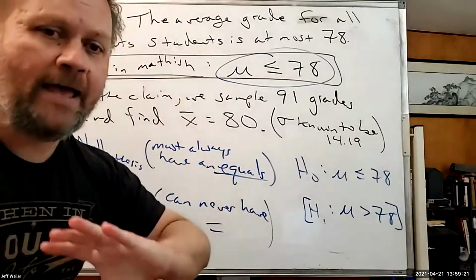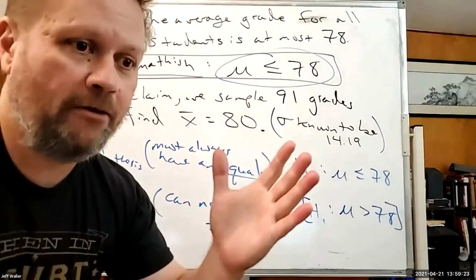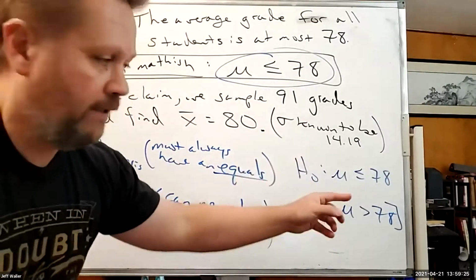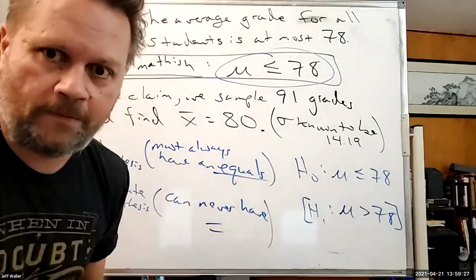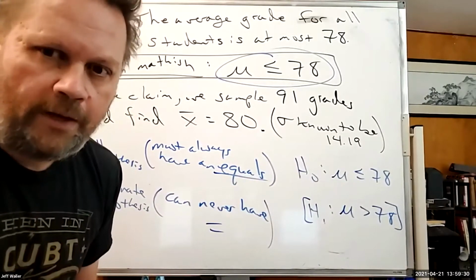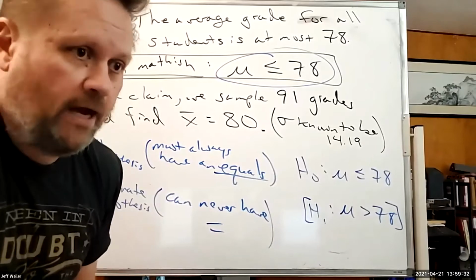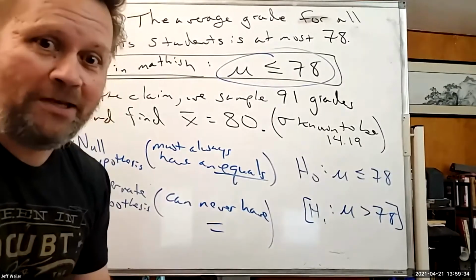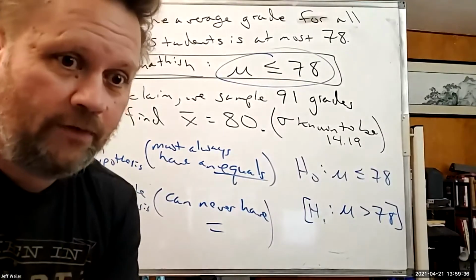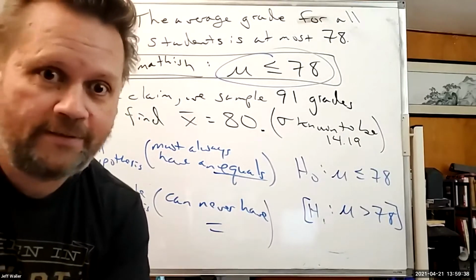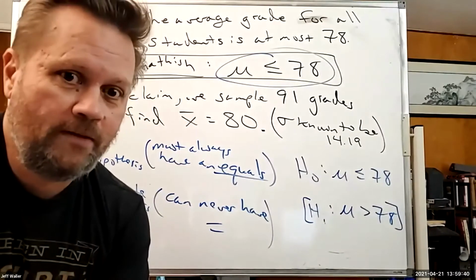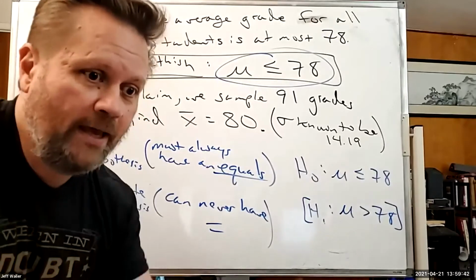Is our sample mean bigger than 78? Yes. So why, though, can't I just stop here and go, well, it looks like this guy's right and this guy's wrong? Why can't I just stop right now? Can we just stop now and leave and go get cookies with or without nuts? Does someone remember why I can't just stop now?